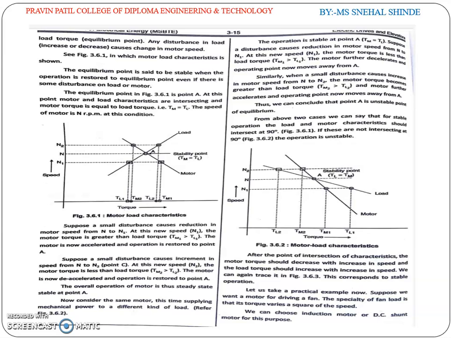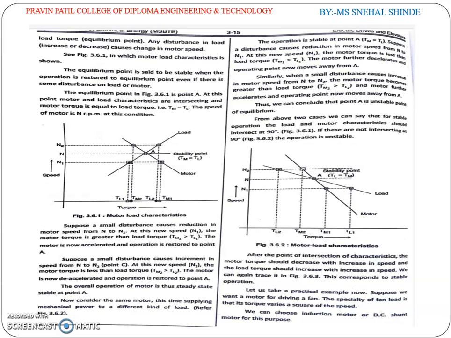The equilibrium point in the figure is point A. At this point, the motor and the load characteristics intersect and the motor torque is equal to the load torque, that is, Tm is equal to Tl. The speed of the motor is n rpm at this condition. Suppose a small disturbance causes a reduction in the motor speed from n to n1. At this speed n1, the motor torque is greater than the load torque. The motor is now accelerated and operation is restored to point A.